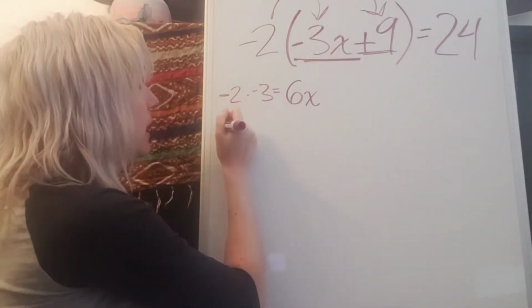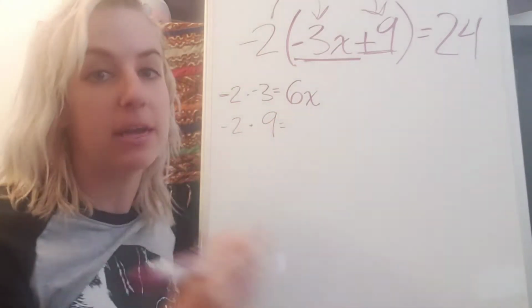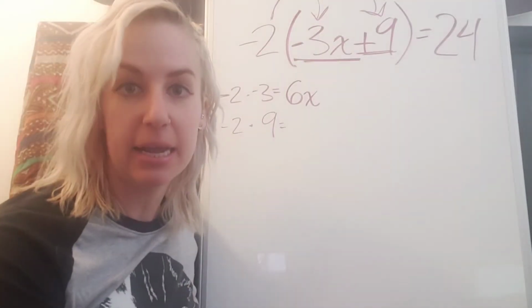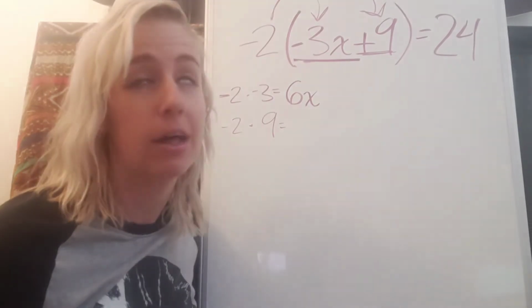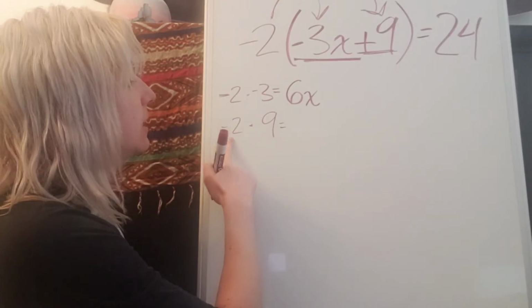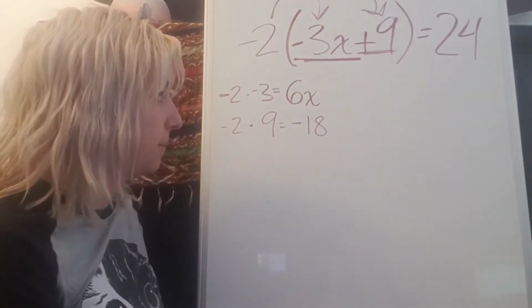And then I have -2 times +9. Now, if I have a negative number times a positive number, my answer is going to be negative. And if you get thrown off by this stuff, use your calculator, right? I know you guys all have a calculator on your phone. Great time to use it. So -2 times +9 is going to give me -18, okay?